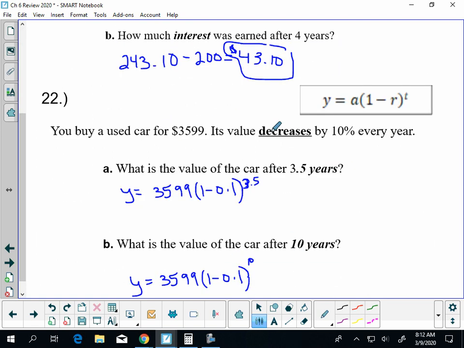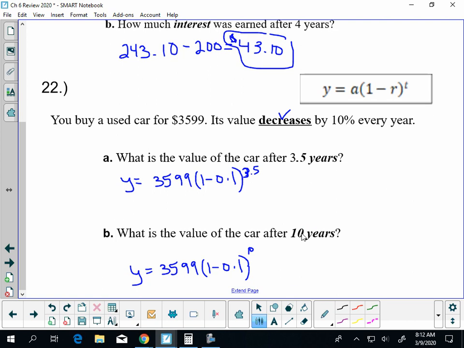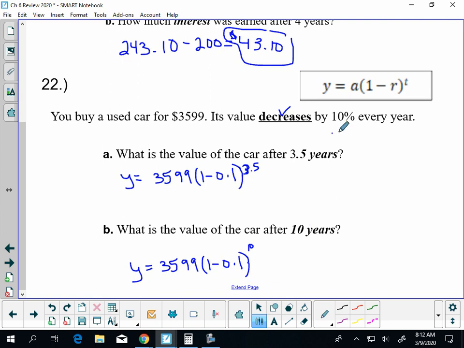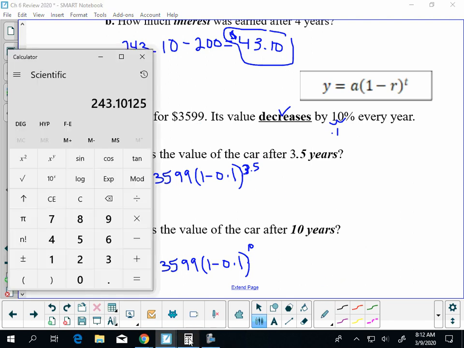All right, on this one, the keyword is decreases, and 10% is 0.1. You move that decimal over 2 places. So let's go ahead and it's going to be calculator work. 1 minus 0.1, and I'm going to raise that to the 3.5, and then multiply that by 35.99. And that's going to be 2,489.